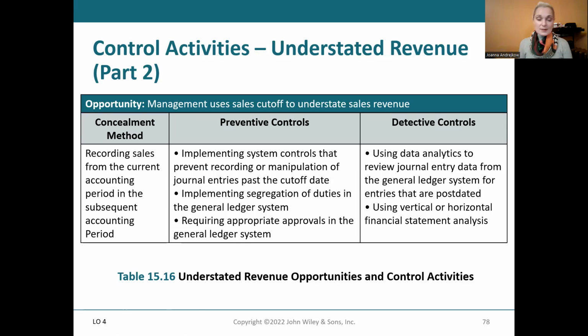When you're recording current sales in a subsequent period, to prevent this, you can implement controls that prevent recording or manipulating journal entries past the cutoff date. You can use segregation of duties to make sure that one person isn't responsible for all the steps, and then having multiple people involved by having approvals occurring. To detect this, once again, you can use data analytics to review the journal and ledger entries to make sure there's nothing post-dated, and then vertical and horizontal financial statement analysis.